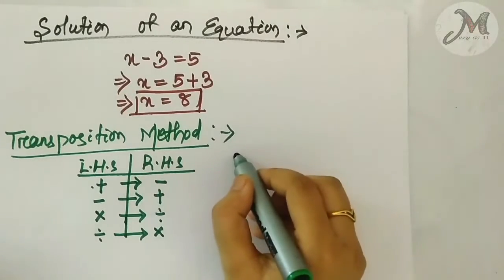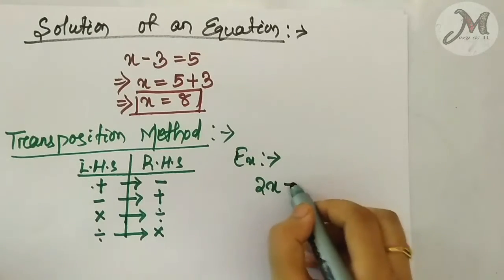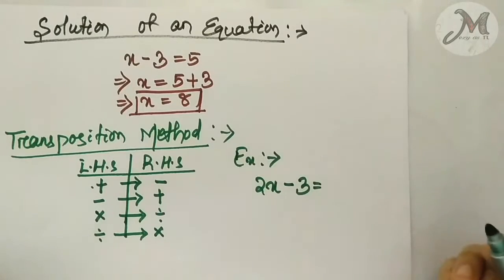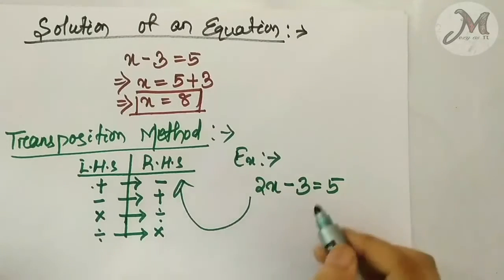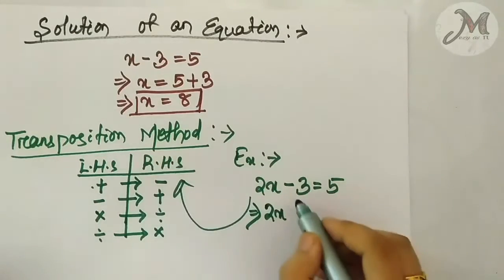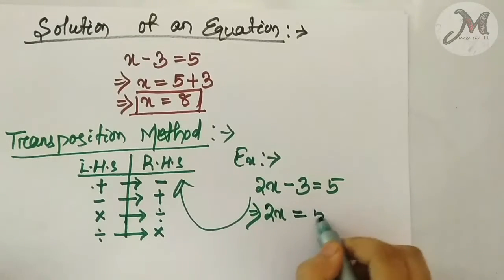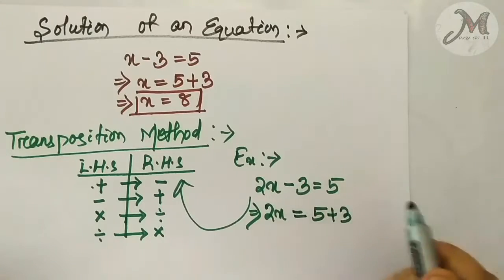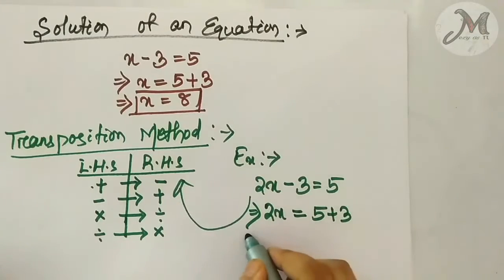Okay, you can take an example. Suppose 2x minus 3 is equal to 5. This is an equation, and we have to solve this equation using the transposition method. So how will we solve? Minus 3 will be transposed to the right hand side, right? So 2x is equal to 5 plus 3. Why? Because minus 3 will be transposed to the right hand side and it will become plus 3. The sign changes here.